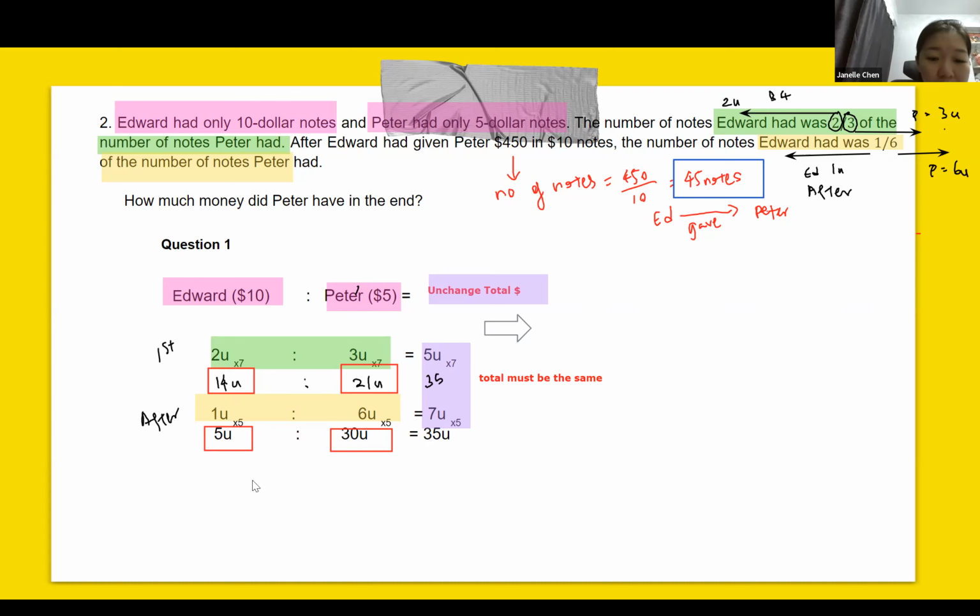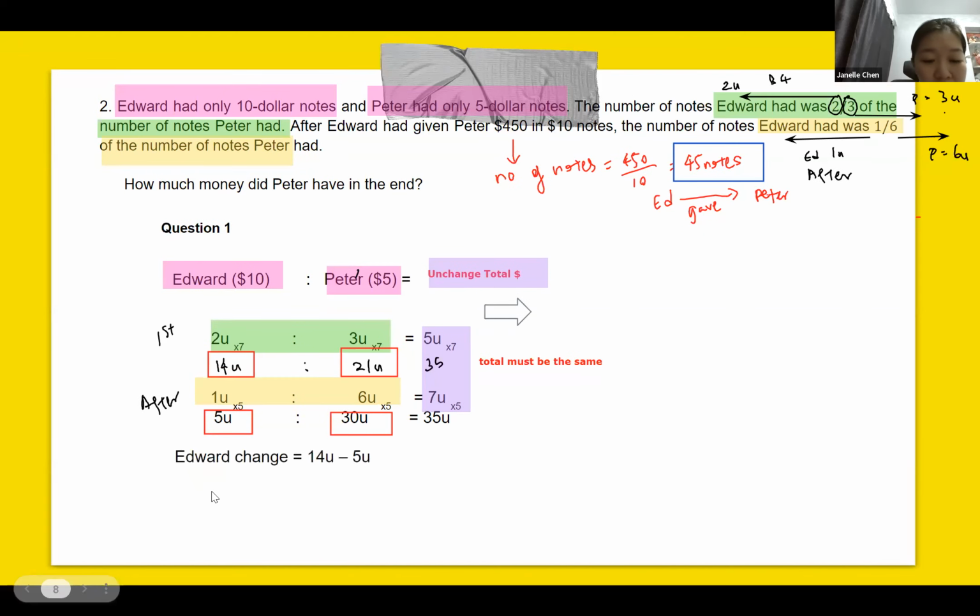So my next step will be Edward's change is equal to a decrease by 9 units, because he gives away 9 units. Edward gave Peter $450, which is 45 notes. And then this is 9 units. Peter's change is also 9 units, as I said just now.